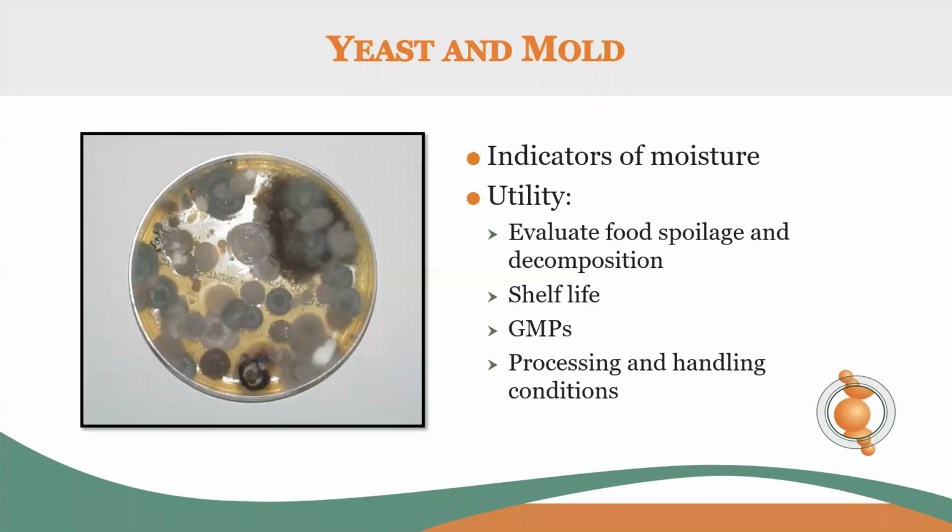Next, we'll discuss a little bit about yeast and mold. So yeast and mold are indicators of moisture. Yeast and mold can be used in our testing plans to evaluate food spoilage and decomposition, to determine shelf life, to evaluate the adherence to GMPs, and then also to evaluate processing and handling conditions.